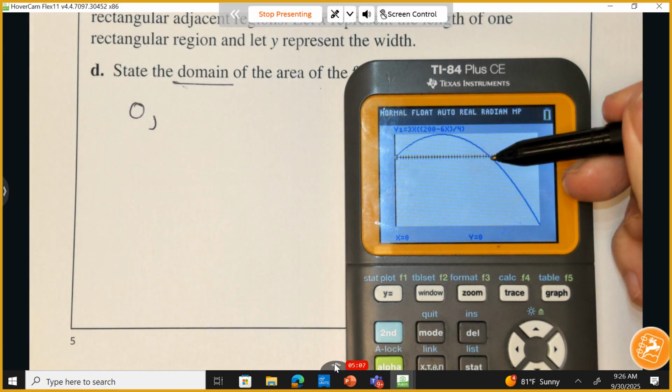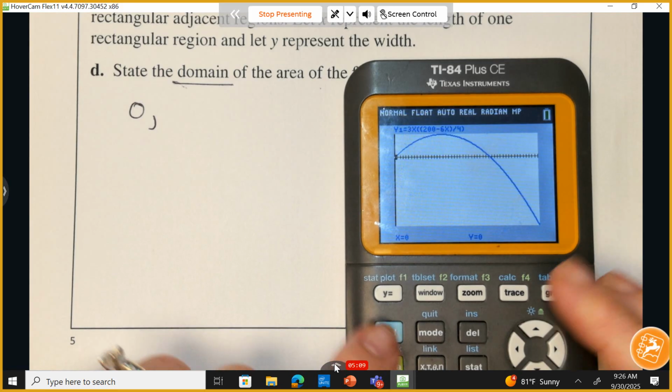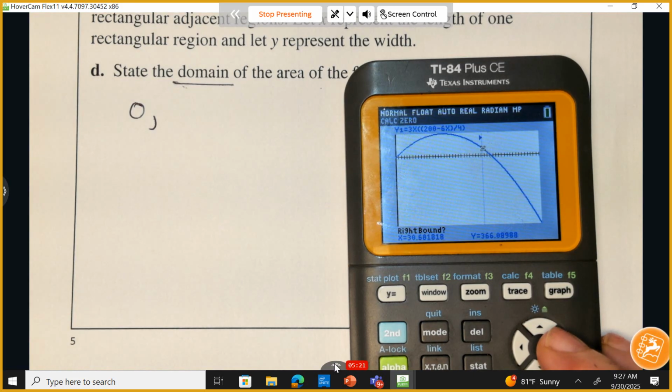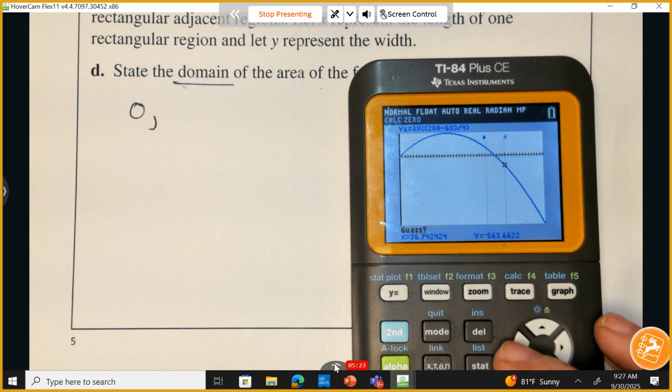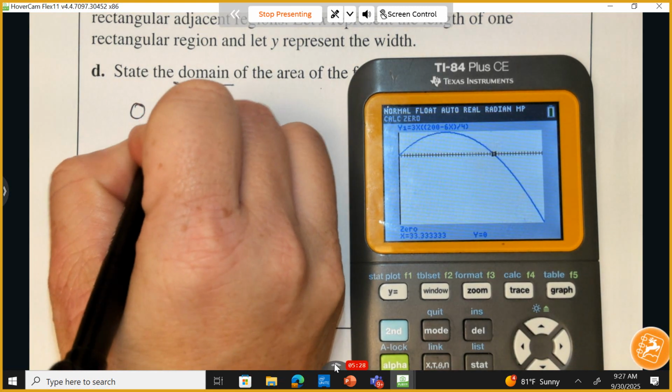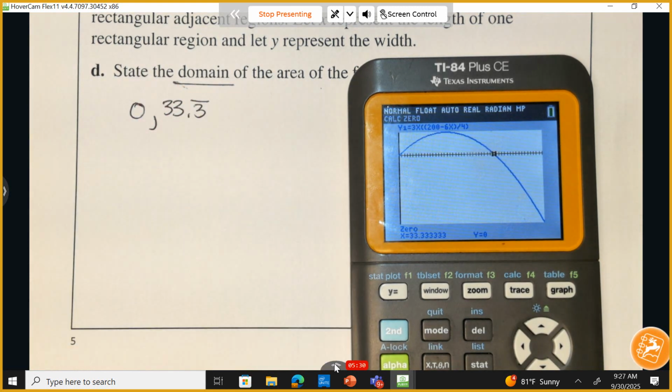Then I want to know what this other value is, and there's a couple of ways we can do it. One way is the initial way we learned how to use the tool in the calculator for zeros. Left bound means above. I am going to demonstrate both ways in case you forgot. So I'm hitting above and enter, below and enter, and back to it. I can see the other one is going to be 33 and a third. Thumbs up or thumbs down if you have the same. 33 and a third? Okay.